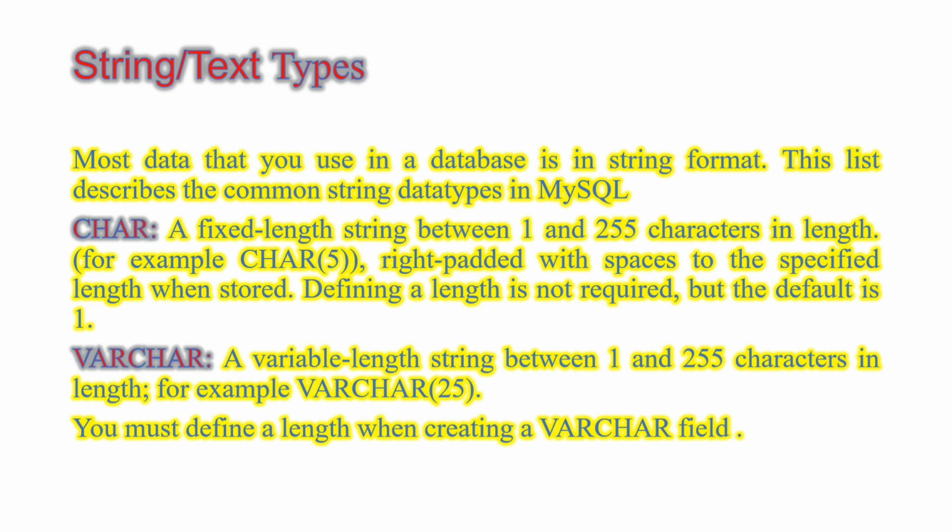Next type that we are going to discuss is string text types. The most data that we use in a database is in string format. This list describes the common string data types in MySQL. Char is the first string text type, a fixed length string between 1 and 255 characters in length. For example, char(5), right padded with spaces to the specified length when stored. Defining a length is not required, but the default is 1.